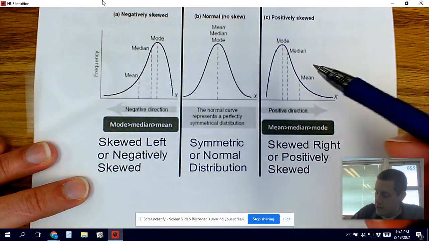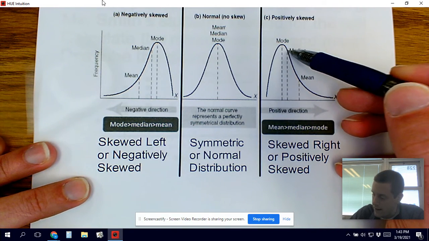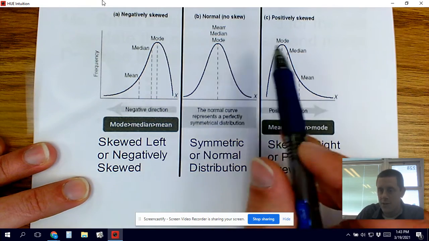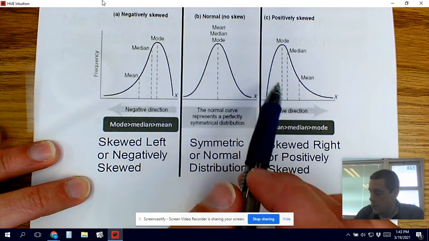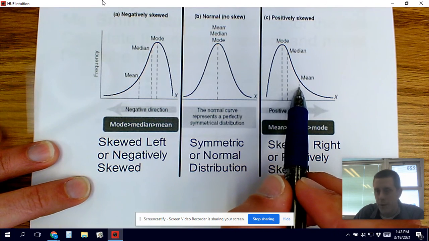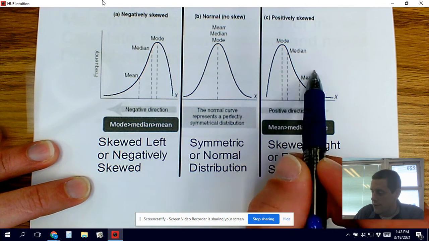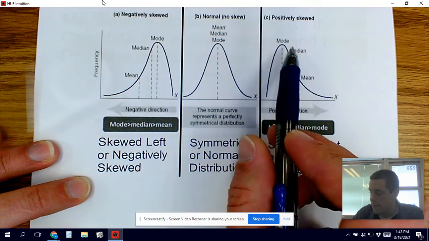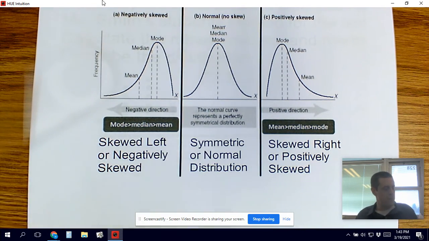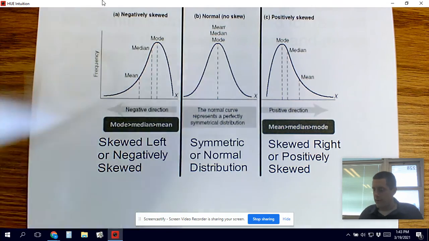Conversely, we have the other direction. If I have my peak on the left and a tail swooping to the right, we would say that this distribution is skewed right. And in a skewed right distribution, remember, the mean gets pulled in the direction of the skew. So the mean would be pulled to the right on the number line, making it a greater value than the median.